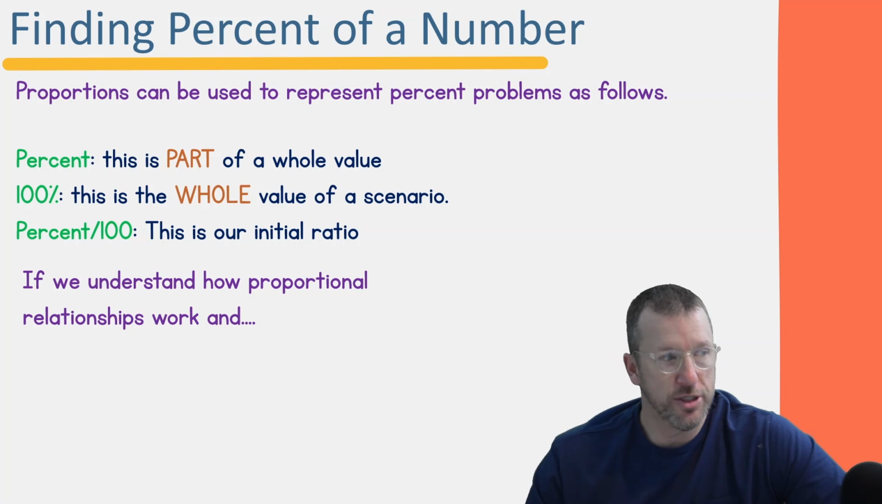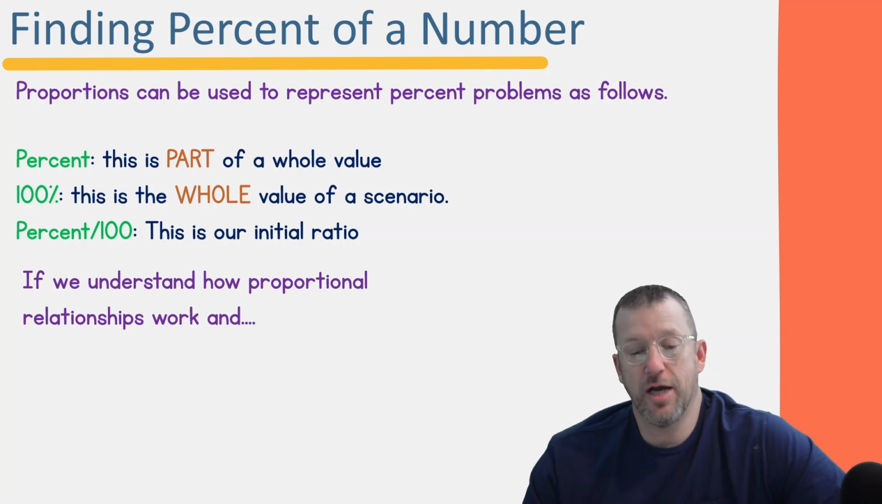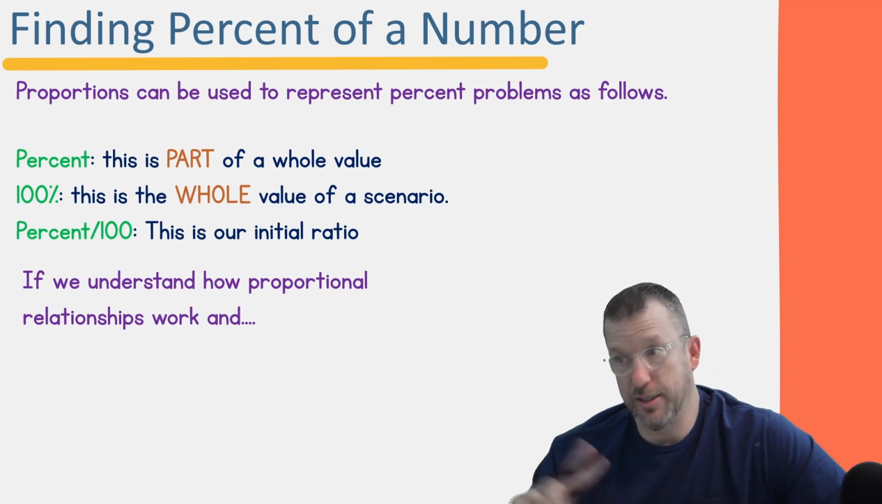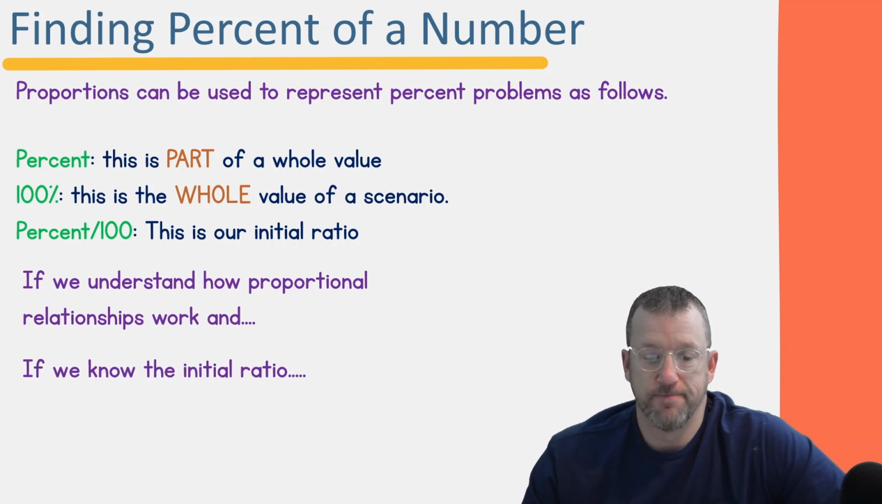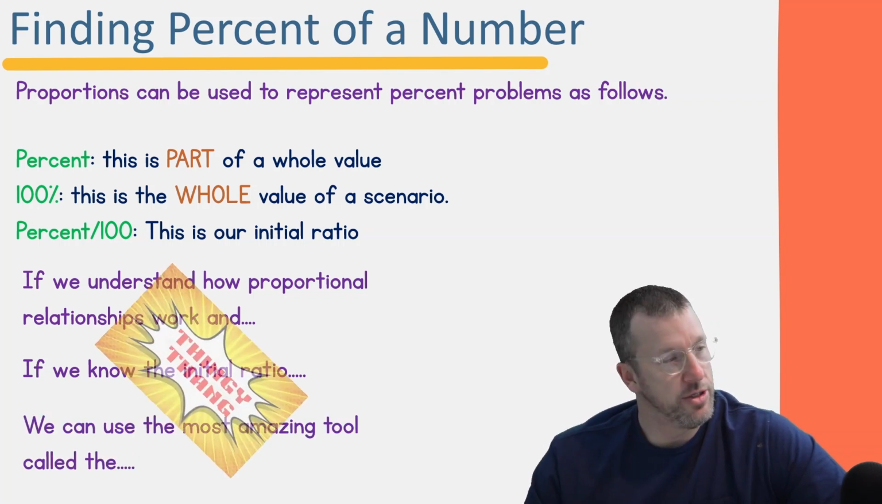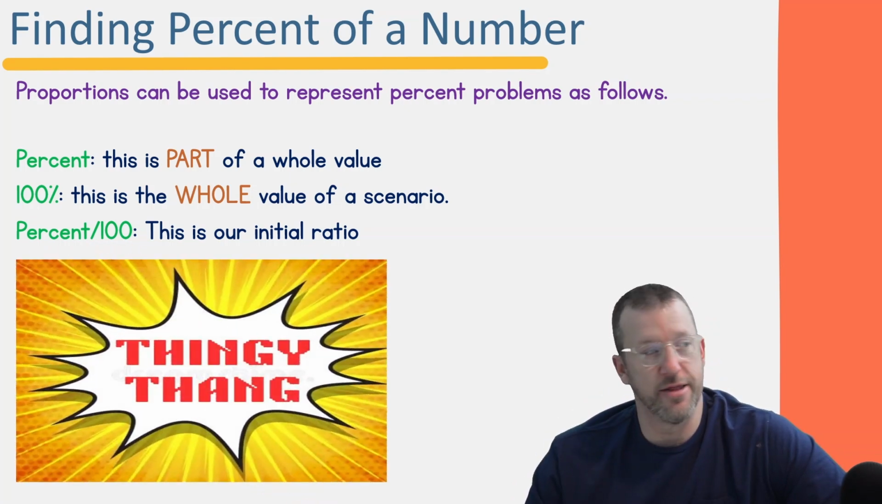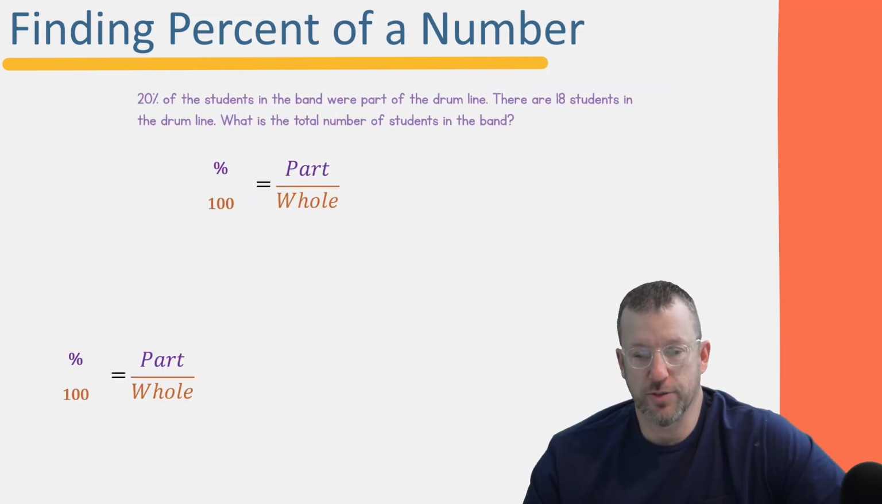So if we know what our initial ratio is, and we understand how proportional relationships work, right? Which means whatever we do to the top, we have to do to the bottom through multiplication or division. And we know the initial ratio is going to be percent over 100. Then we get to use this amazing tool called the thingy thing. That's right. So let's take a look at this one, okay?